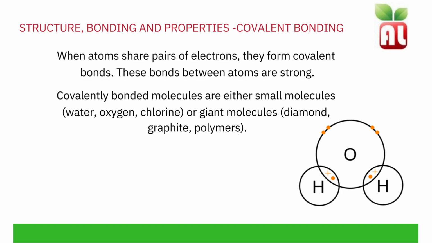Covalent bonding. When atoms share pairs of electrons, they form covalent bonds. These bonds between atoms are strong. Covalently bonded molecules are either small molecules, such as water, oxygen, and chlorine, or giant molecules made up of thousands of atoms, such as diamond, graphite, or polymers. Covalent molecules are those between non-metal atoms only. Again, as with ionic, the aim of bonding is to obtain a full outer shell of electrons. Covalent molecules do this by sharing a pair of electrons.